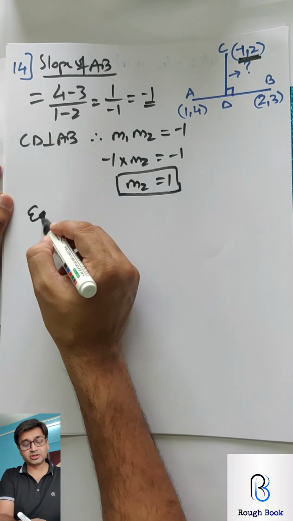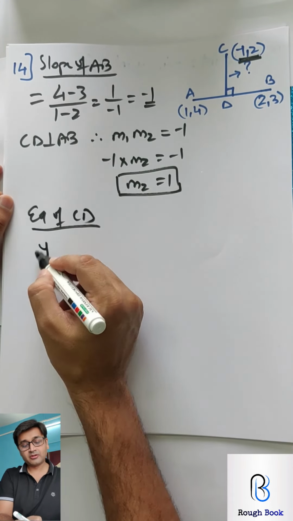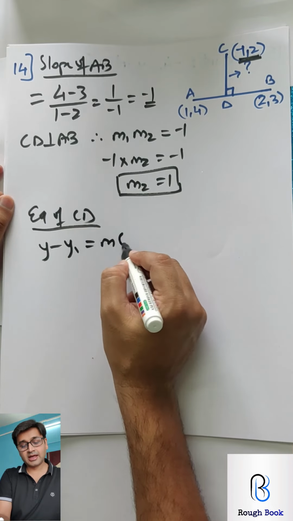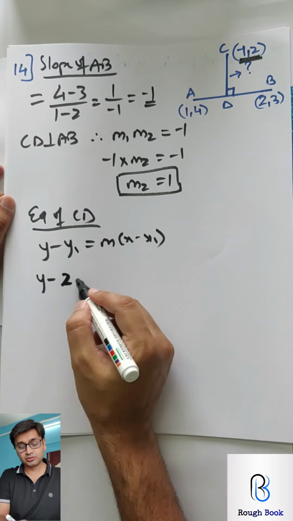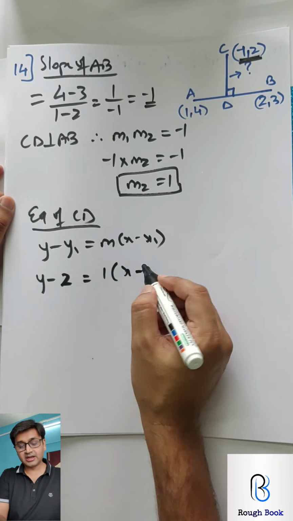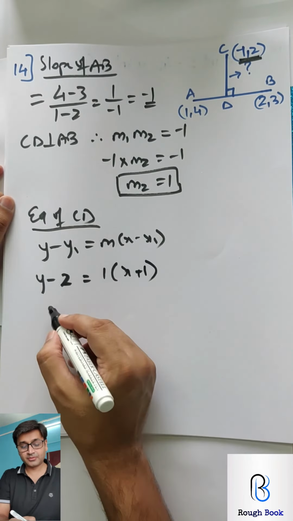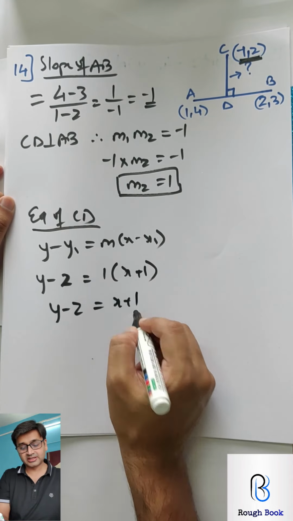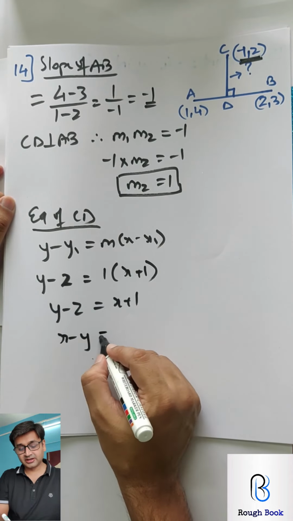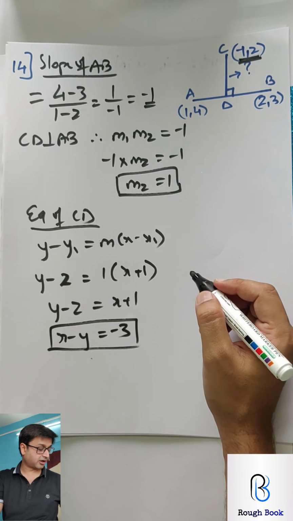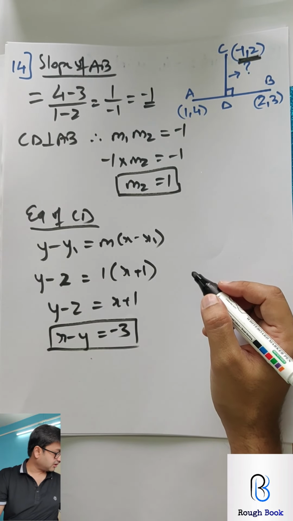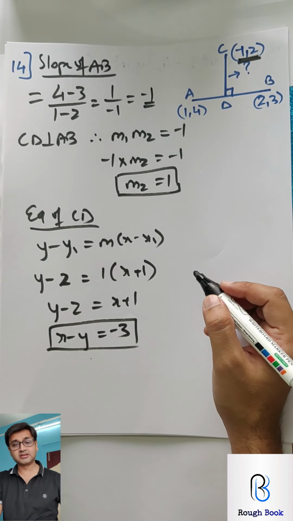Now getting the equation of CD is very simple. y minus y1 equals m times x minus x1. So y minus y1 is 2, slope is 1, x minus x1 is x plus 1. So I'll get y minus 2 equals x plus 1. So x minus y minus 3 equals 0. Are we correct? Let me check. Number 14, is the answer correct? Yes, it is correct, guys.